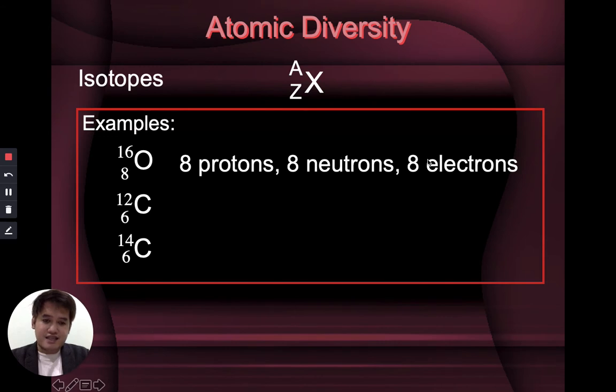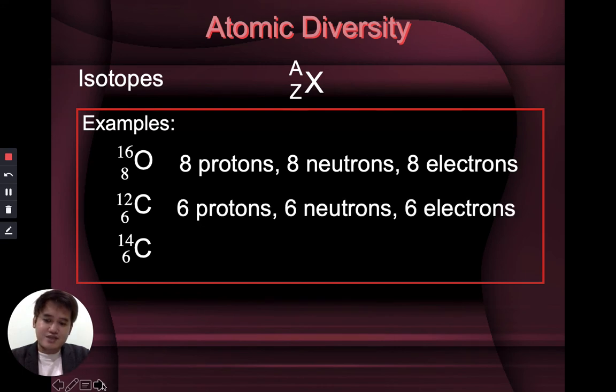Okay, and 8 electrons. If you do not see any charge at the upper right corner, then we assume that the atom is electrically neutral, meaning there is no charge. So the number of protons is equal to the number of electrons.